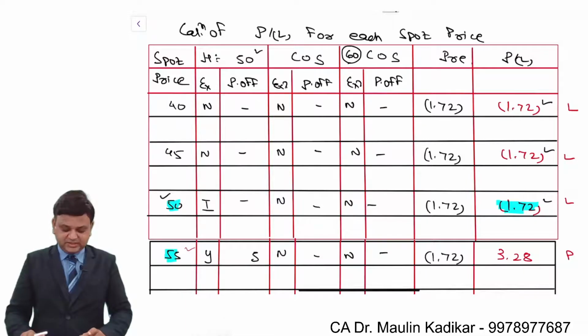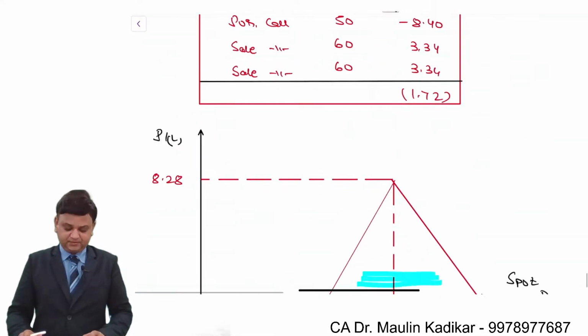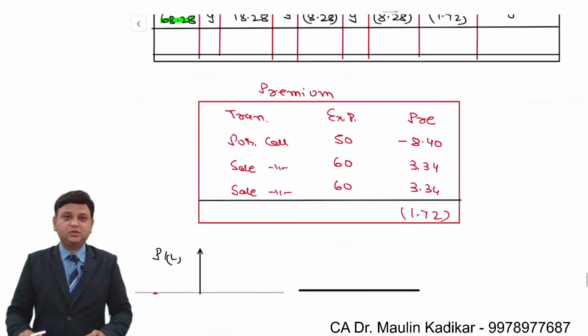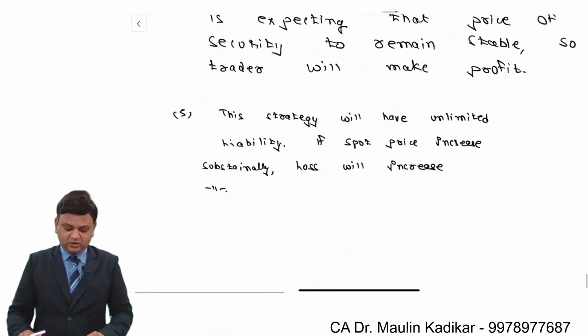So over here in this transaction, we have understood the calculation of the payoff, profit and loss. Then we have understood the premium calculation, the diagram, and answering one by one all the questions.